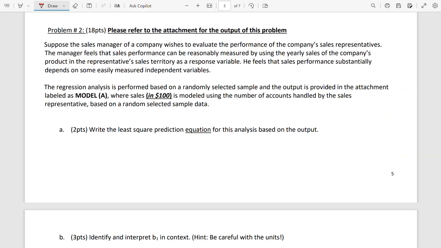So then problem number 2, please refer to the attachment for the output of this problem. Suppose the sales manager of a company wishes to evaluate the performance of the company's sales representatives. The manager feels that the sales performance can be reasonably measured by the yearly sales of the company's product, with the representative's sales as the response variable, right? So that means the sales will be my response variable, right? So he feels that the sales performance depends on some easily measured independent variables, right?